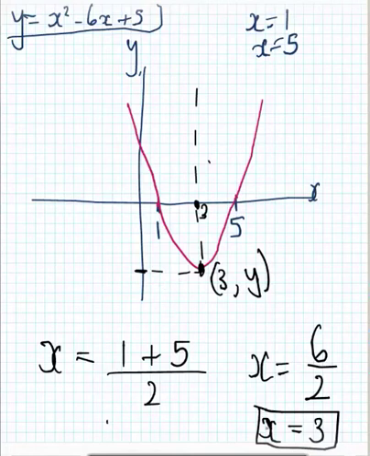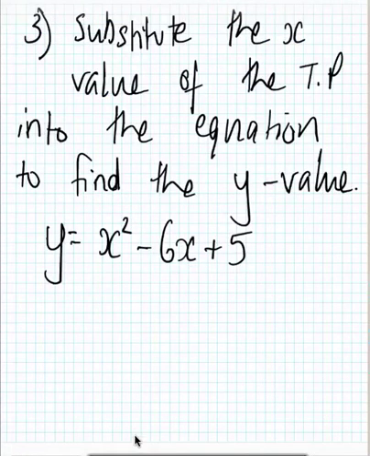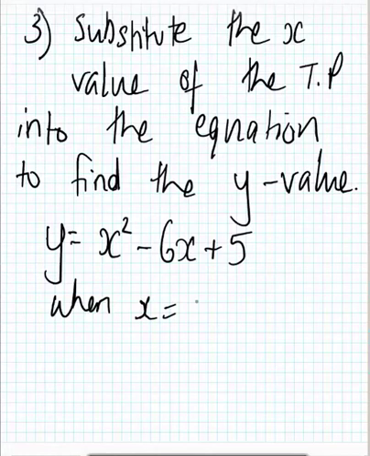So now to do this, we've got to get, when x is equal to 3, sub it into our equation, and we're done. So our third step now that you could write down is to substitute the x value of the turning point, which we just found, into the equation to find the y value, and we're done. So we know that the x value of our turning point, so when x is equal to positive 3, we'll sub it into this equation.